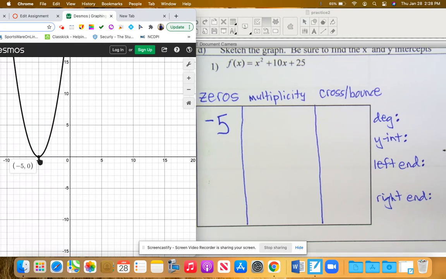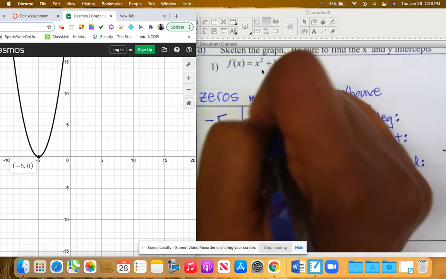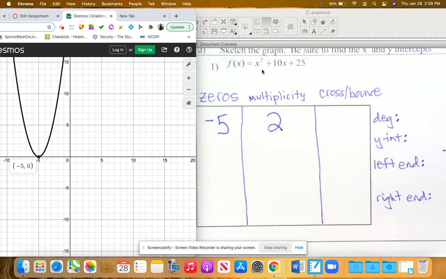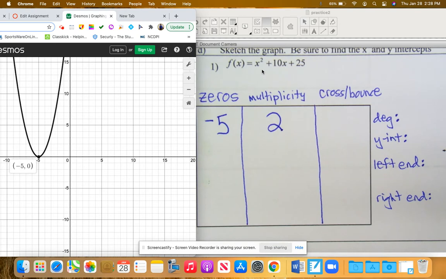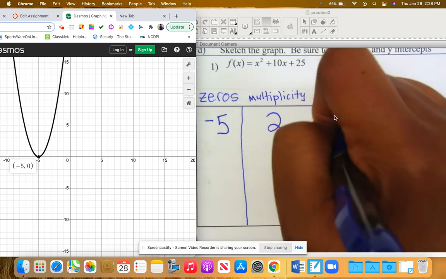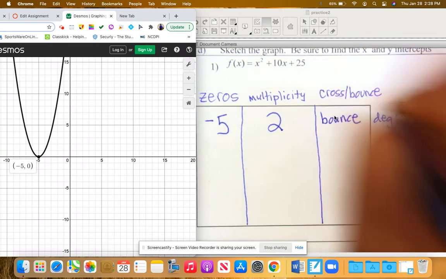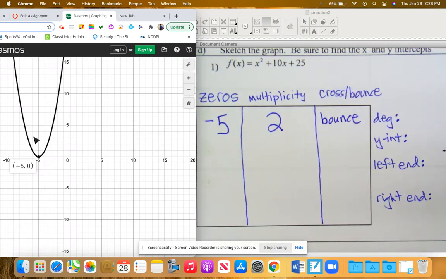If something bounces, it has to be an even number of multiplicity. So even though this only touches the x-axis once, this is a quadratic equation. So we need two solutions. One may be real, one may be imaginary, but I need an even number of solutions. So this has a multiplicity of 2. So it bounces. It doesn't go through the x-axis. It just touches, it turns the other direction, and it keeps right on going like when you bounce a basketball.